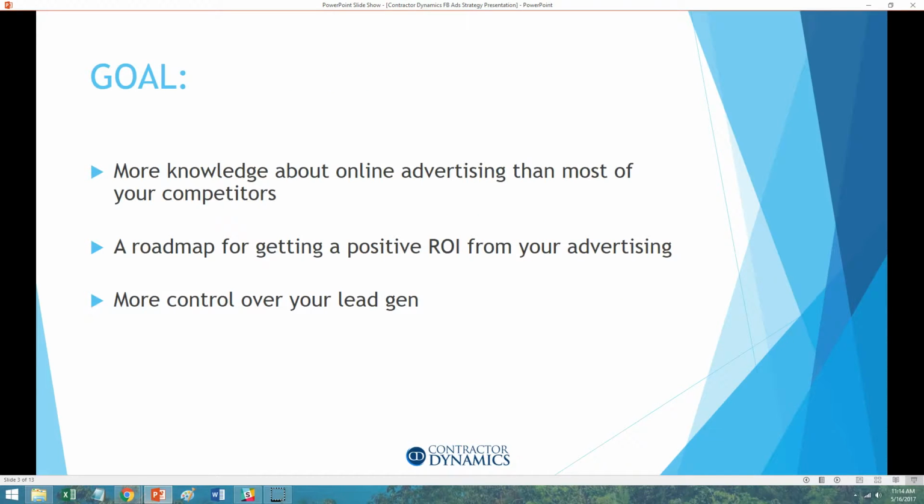So our goal for this presentation is for you to walk away with more knowledge about online advertising than most of your competitors, if not all of your competitors. We're going to provide you with a roadmap of getting a positive ROI, or return on investment, from your advertising. And at the end of this presentation, you're going to feel like you have more control over your lead generation, which is a big topic for contractors.